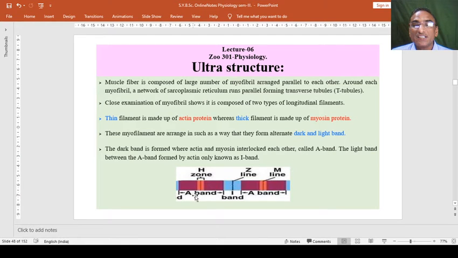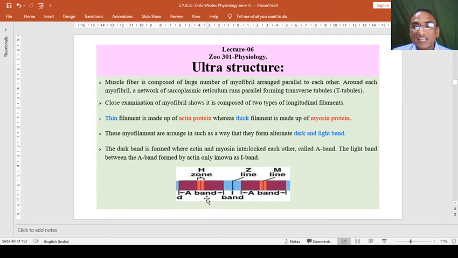You can see that in this figure. The diagram shows, alternately, the A band, Z line, H zone, then A band, M line; all these things are collectively present on the myofilament. This is the A band, which shows two dark and one light band, and therefore it is collectively called the A band. The light band between the A bands is formed by actin, and this is only the actin molecule, and is known as the I band.